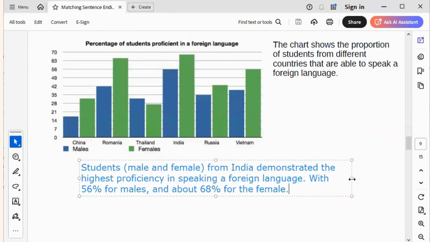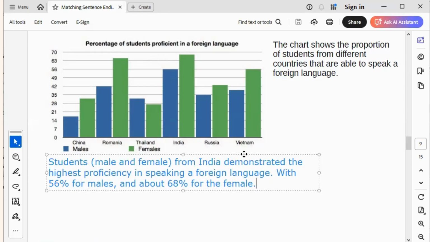So this person here said that students in brackets, male and female from India demonstrated the highest proficiency in speaking a foreign language. So this person is basically writing something that is completely different from what we are talking about. Maybe this person just joined the class, maybe was not with us when we started. So this person just wrote something completely different from what we are teaching. There's a particular pattern of writing that we are teaching, and this person has not followed it. Okay, so that's the error with this first sentence.